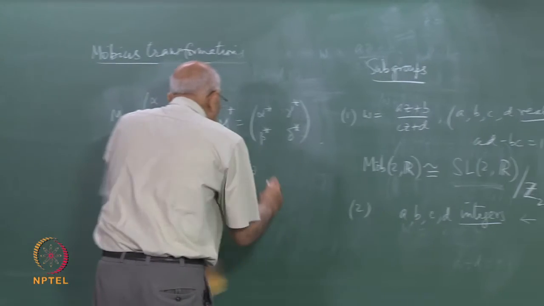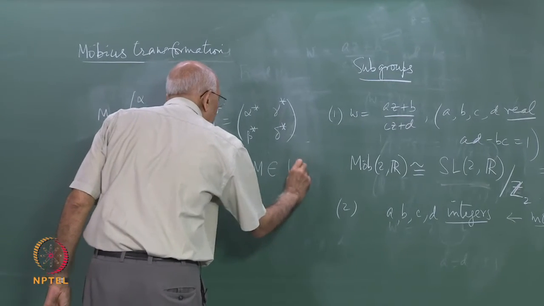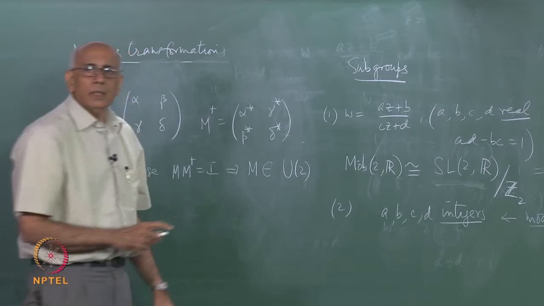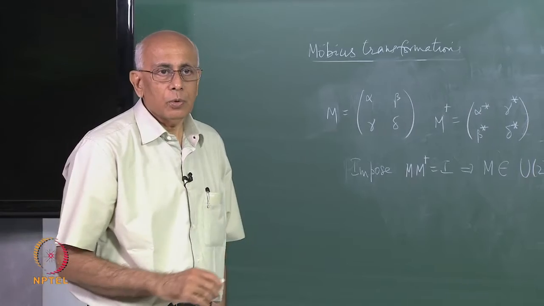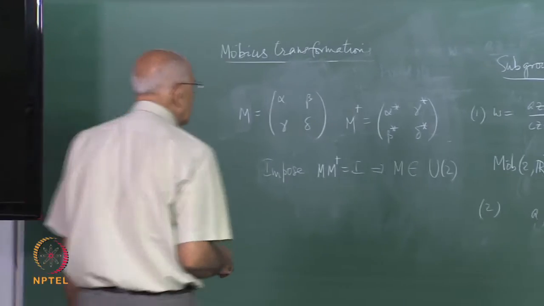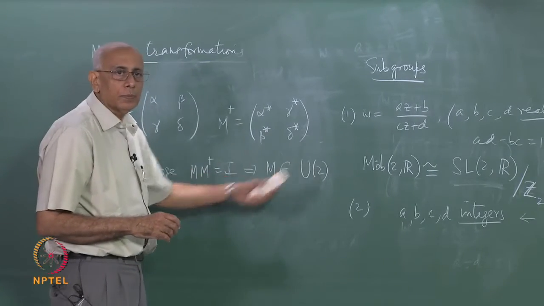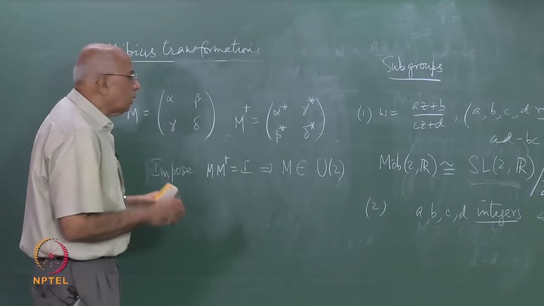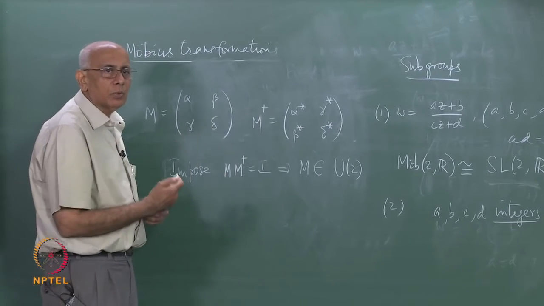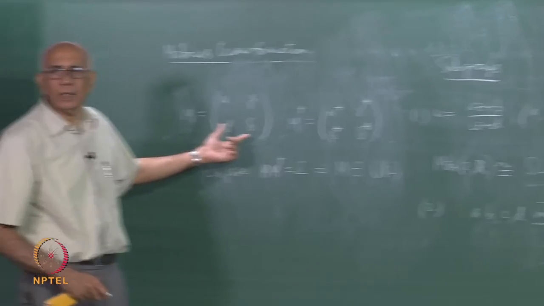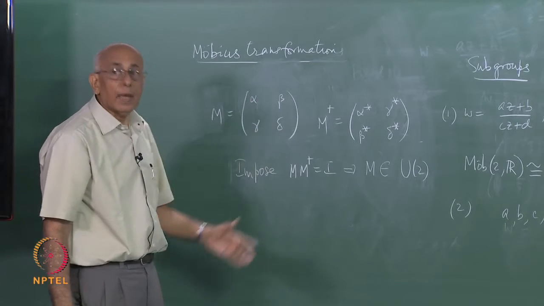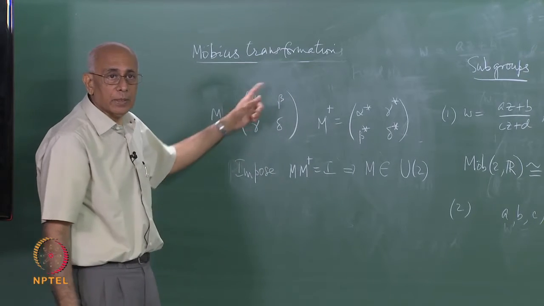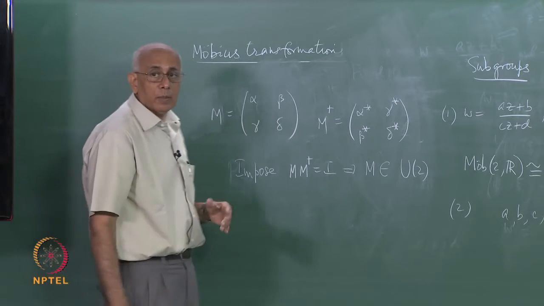This will imply that M is an element of the group U2, namely the group of 2 by 2 matrices with complex entries which are unitary. They form a group among themselves and it is called the unitary group, denoted by U2. So I want you to find the most general form of this U2. Incidentally, how many parameters are sitting here? There are 8 real parameters, because each of these numbers is a complex number in general.